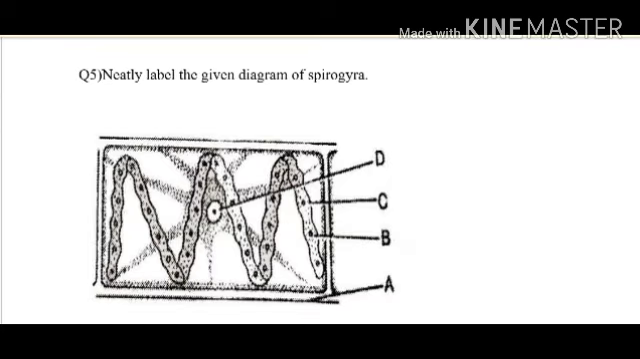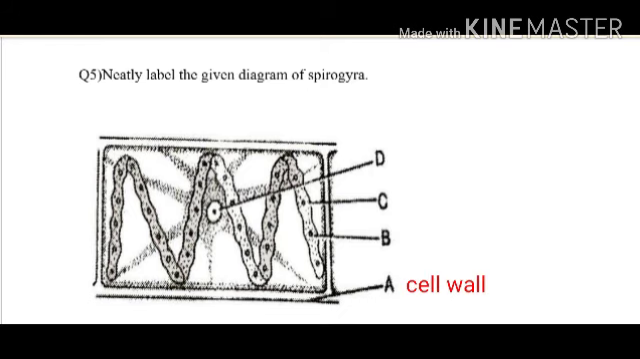Now question number 4. See, by mistake it is written 5. It is question number 4. Neatly label the given diagram of Spirogyra. So here are the labels. A is the outer lining of the Spirogyra. It is called cell wall.